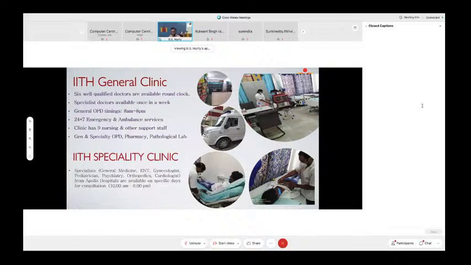In addition, we also have a specialty clinic, where about 9 to 10 doctors of various specializations from Apollo come to the campus. Of course, right now, because of COVID, their presence is not there. Very soon, they are going to come back and be available from 10 a.m. to 6 p.m. These specialists come once a week, so that any eventual help needed, they are there to take care of all of us.